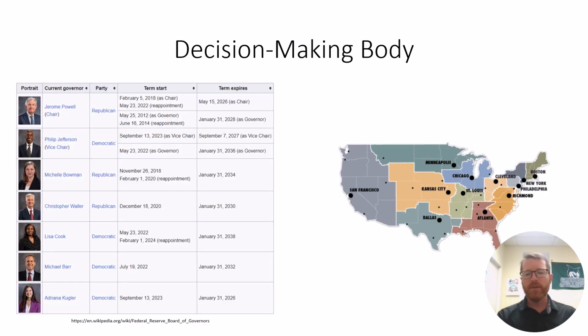Hope you know a little bit about this already, but the Federal Reserve has 7 members in its Board of Governors. These Board of Governors are appointed by the U.S. President, and they have to be confirmed by, I think it's Congress.